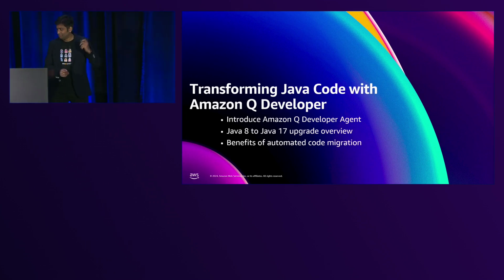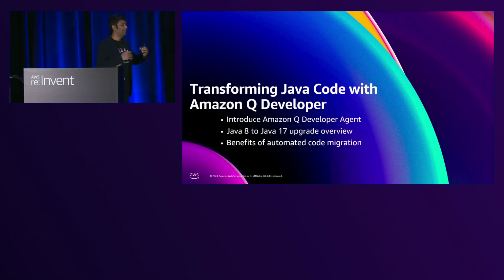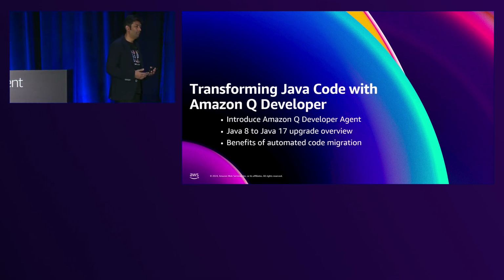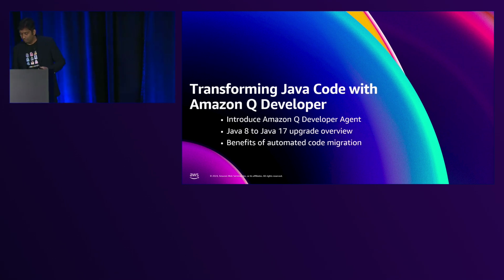Thank you very much. Let's move on to the next section where we talk about transforming Java code. So take a legacy application, legacy Java 1.8 application, and then migrating it into a new version so that it can run on the new runtime, new Java runtime. How can we do that?